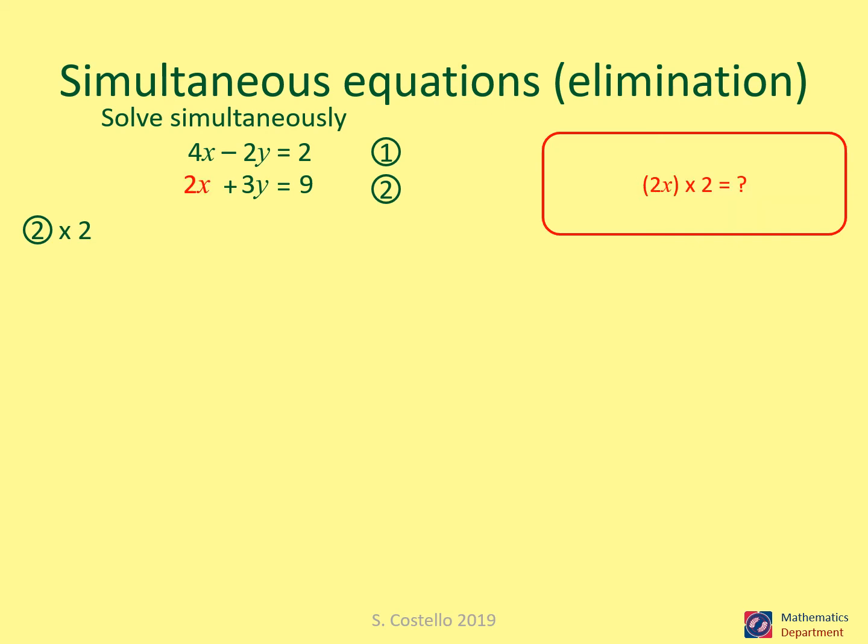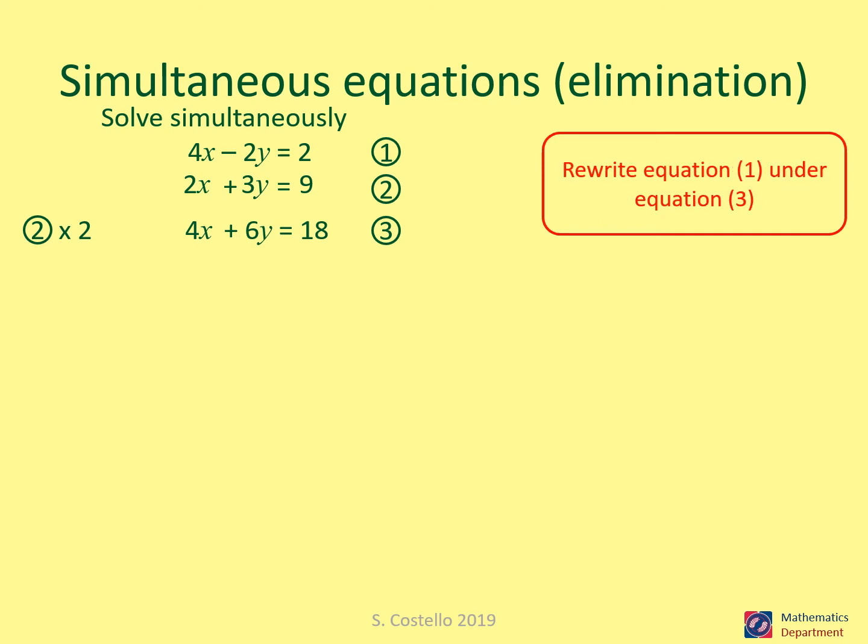So 2x times 2 gives us 4x. 3y times 2 gives us 6y. And 9 times 2 gives us 18. Again, we have a new equation, so we're going to number it. This is equation 3.